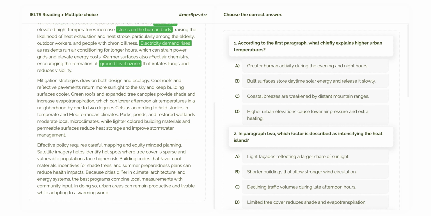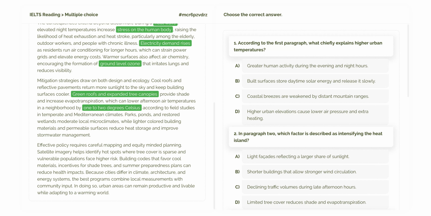Paragraph 4. This paragraph is about solutions or mitigation, explaining how we can fight urban heat. It introduces strategies to cool cities down, so we should note anchors like cool roofs, green roofs, and a specific number, 1 to 2 degrees Celsius, which points to the effectiveness of these measures.